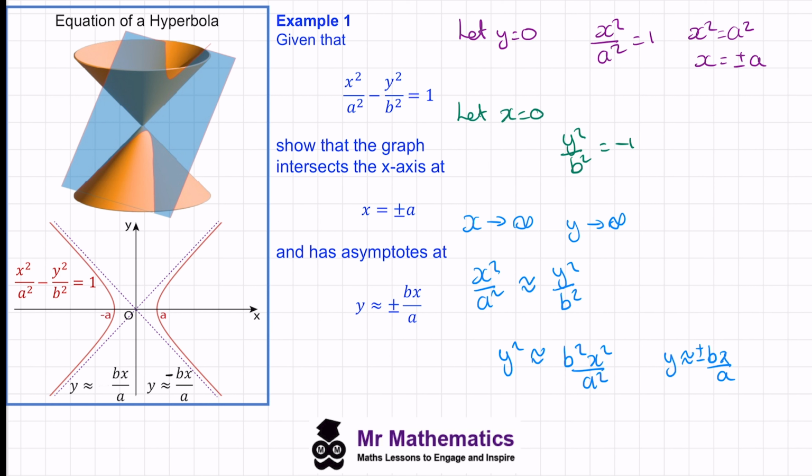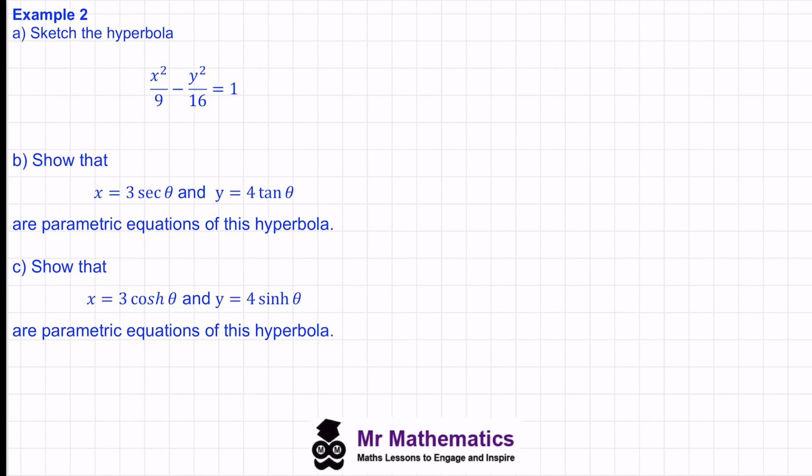Okay? In example 2, we're going to look at the equation of hyperbolas in parametric form. Okay, so for example 2, the first thing we've been asked to do is to sketch a hyperbola x squared over 9 minus y squared over 16 equals 1. So the first thing we need to do is we need to find where the curve crosses the x-axis. So we'll say let y equal 0, and then the y squared over 16 term will go. So we've got x squared will equal 9. So x will be equal to plus or minus 3.